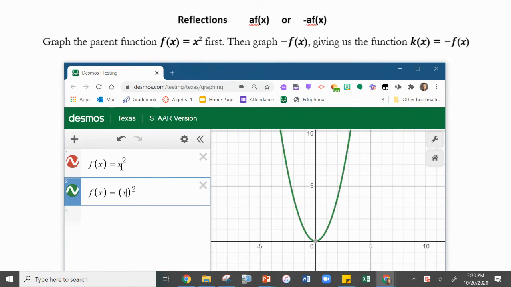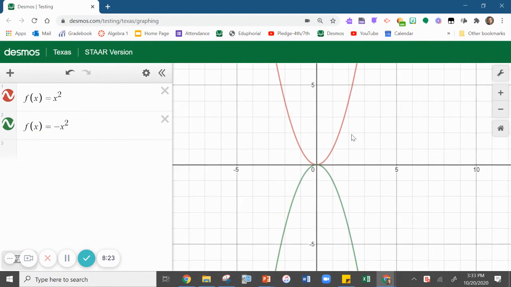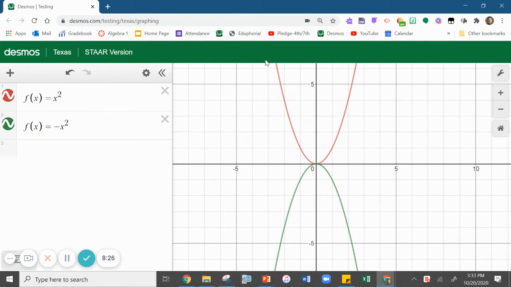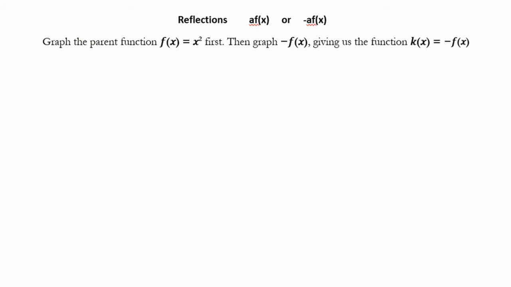And I'm going to put the parent function is the red one. And then right here, I'm going to turn this to a negative. Okay, I don't need these parentheses anymore. And you can see what happened here. And so the red one is the parent function. And then since we turned that negative, it actually made it shift upside down.